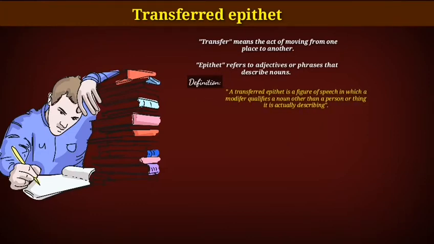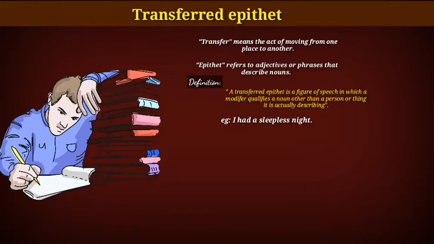A transferred epithet is a figure of speech in which a modifier qualifies a noun other than the person or thing it is actually describing. This definition means that an epithet is transferred from the noun it is meant to describe to another in the sentence. For example, I had a sleepless night.